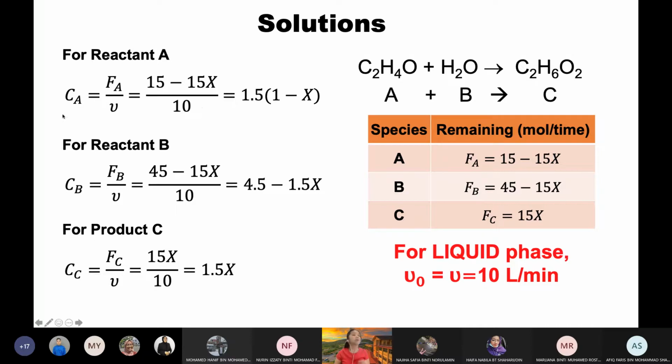So it becomes concentration of A, outlet concentration of A, CA equals outlet molar flow rate of A divided by outlet volumetric flow rate. Okay. FA, don't think too much, look at the table. Just now the table said FA, which you are looking for, FA equals 15 minus 15X.